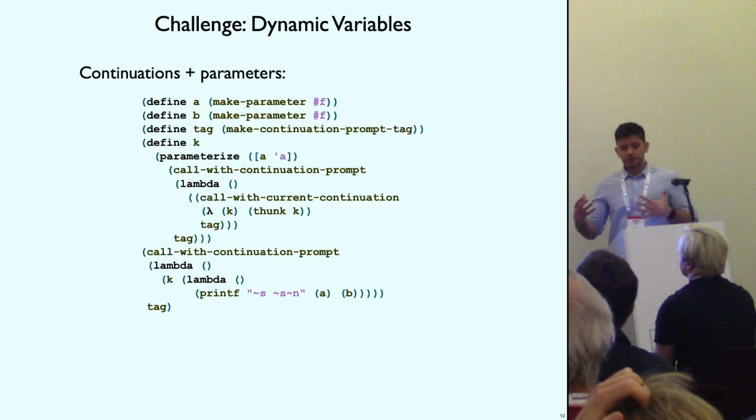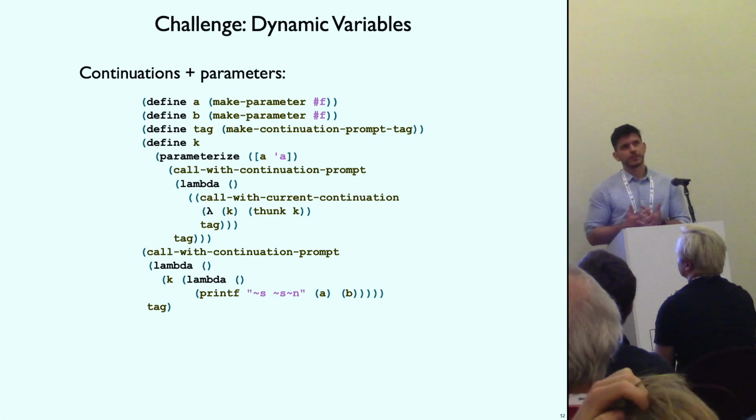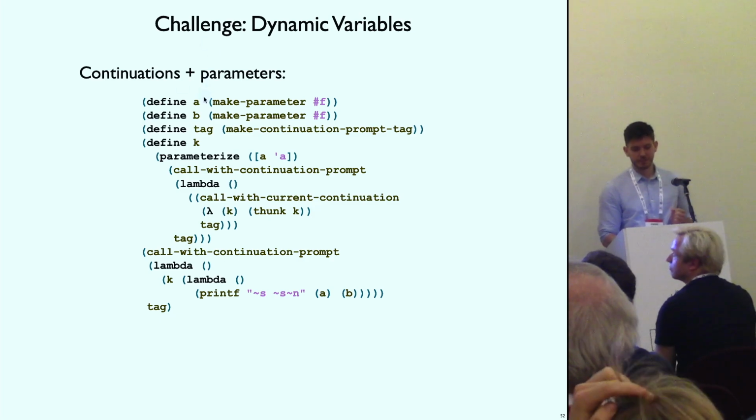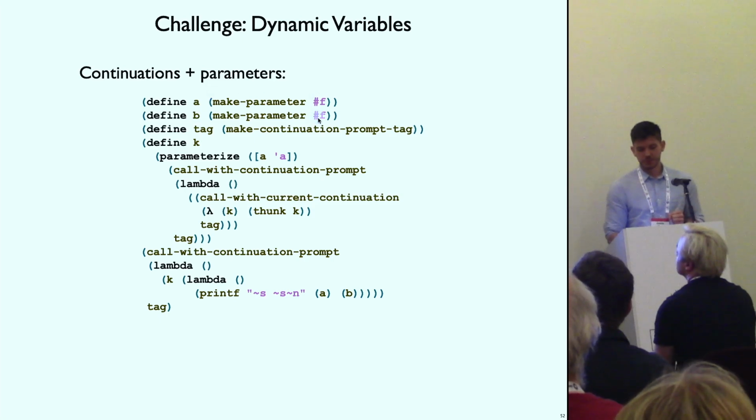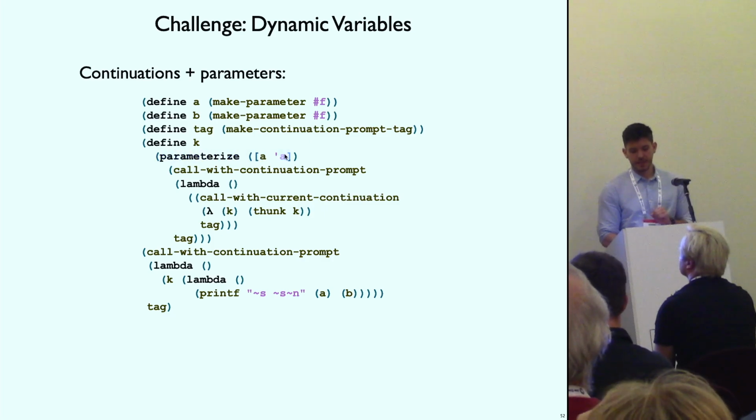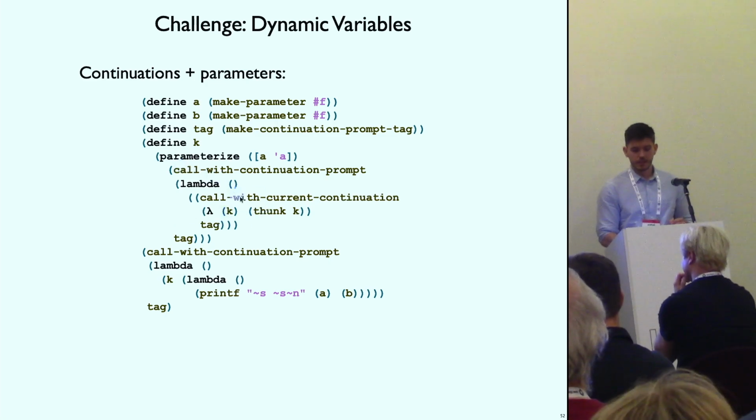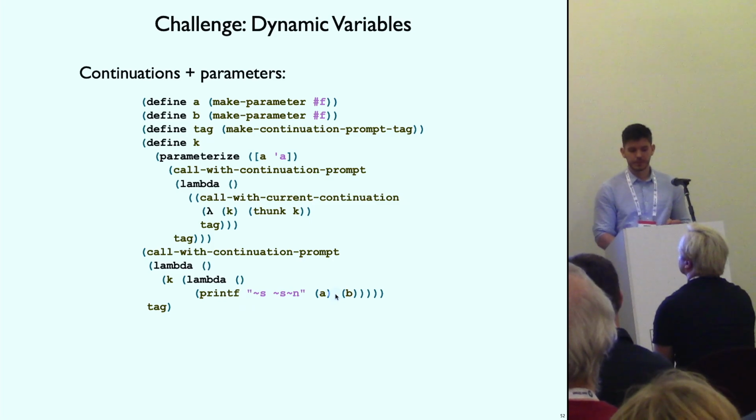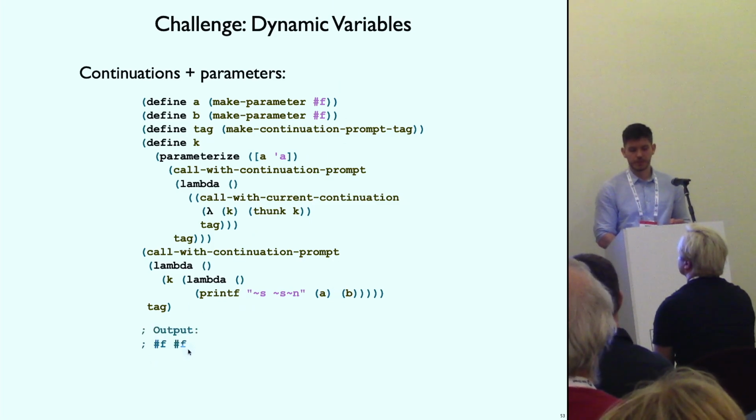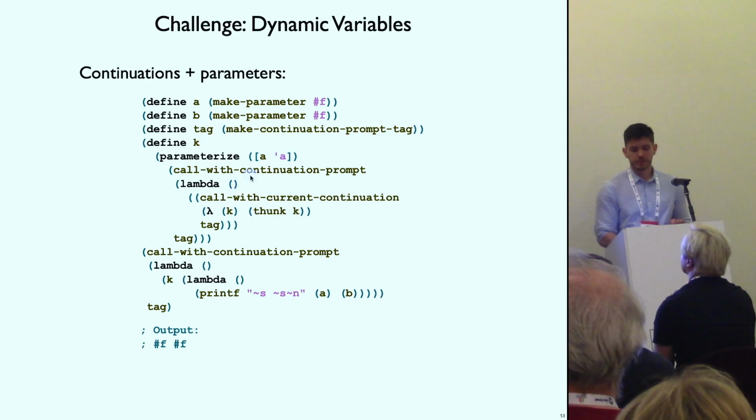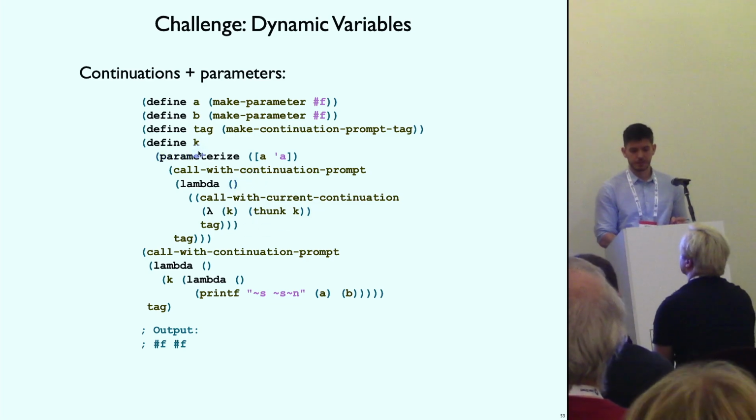And the second issue that can happen when you combine all of these things is kind of the reverse of this problem. So here I have an example where I have two parameters, A and B. They both have an initial value of false. And when I parameterize A to the symbol A, install a prompt, capture the continuation up to that prompt immediately, and then restore it and print the values of A and B, I get what I expect, which is just the initial values, right? So false and false, because I only captured the continuation up to this prompt, so I expect it to be unaffected by the parameterization.